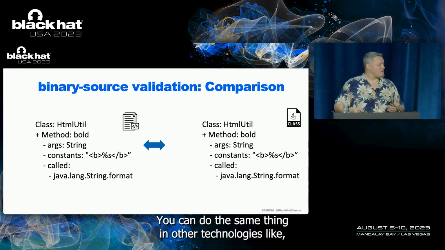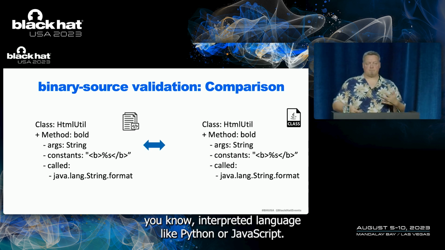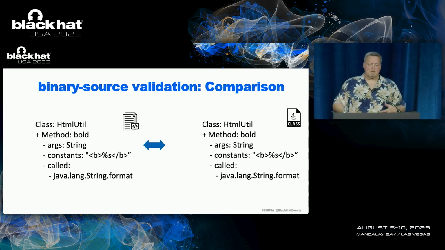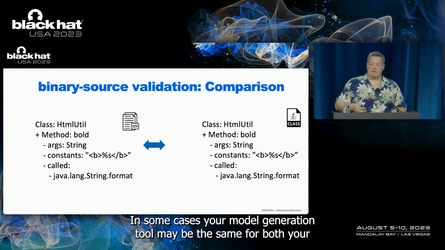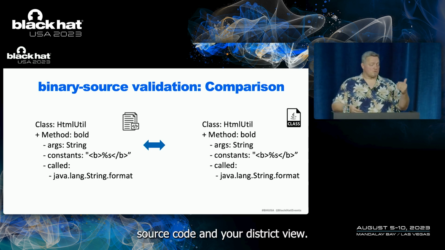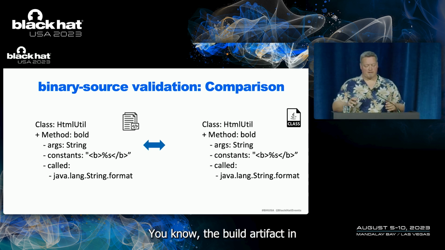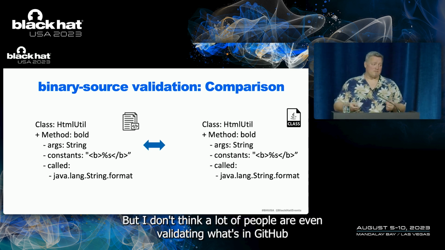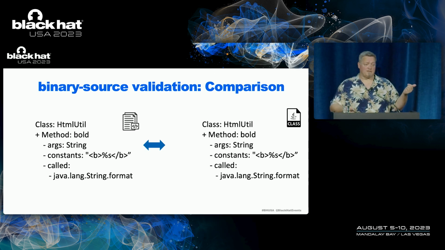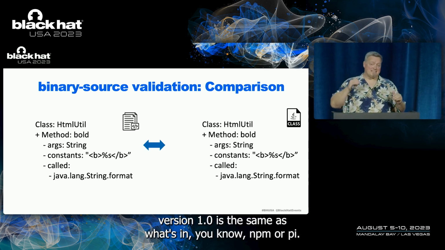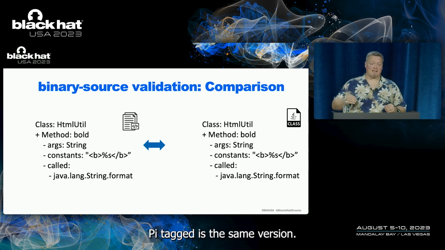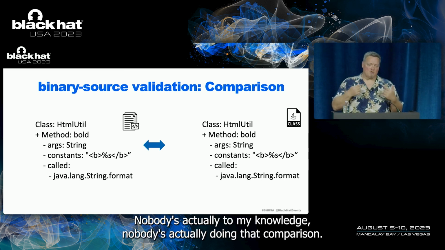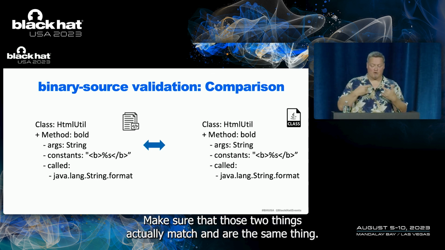You can do the same thing in other technologies like interpreted languages like Python or JavaScript. In some cases, your model generation tool may be the same for both your source code and your distribution artifact. The build artifact in a lot of cases is the exact same as the source code, but I don't think a lot of people are even validating that what's in GitHub tagged as version 1.0 is the same as what's in NPM or PyPI tagged as the same version. To my knowledge, nobody's actually doing that comparison to make sure that those two things match and are the same thing.